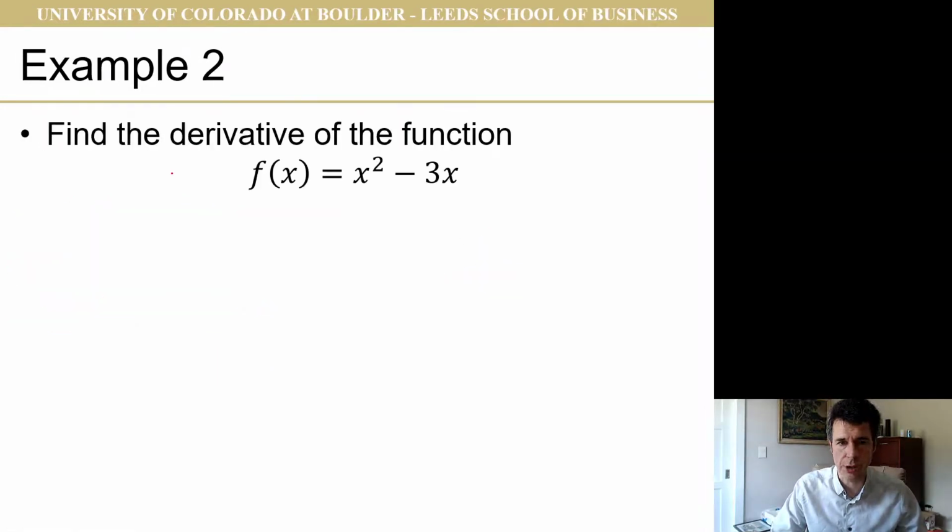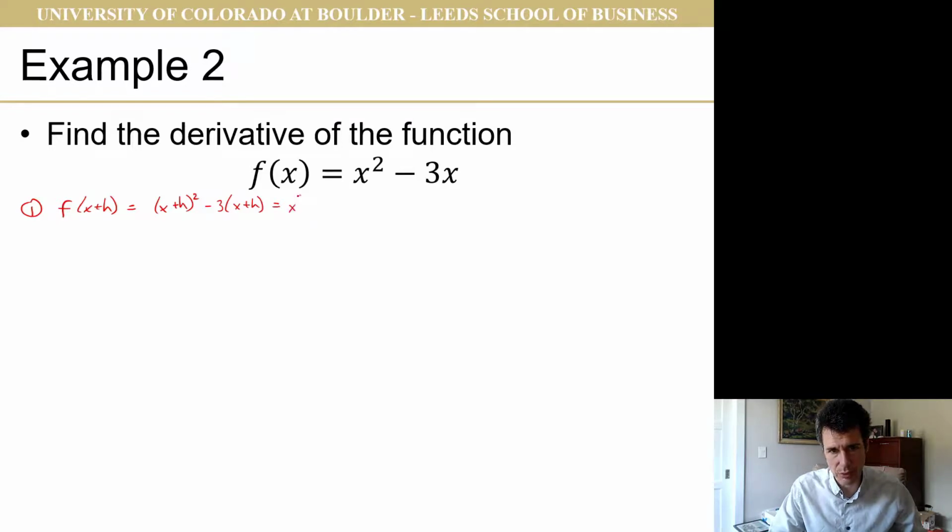This is a little harder, but again, not too bad. So we want to find the derivative of the function f of x equals x squared minus 3x. 4 steps. 1, find f of x plus h. That's (x plus h) squared. Be careful with your parentheses. Always worth putting them in. Minus 3 times (x plus h) is equal to, multiply this out, x squared plus 2xh plus h squared minus 3x minus 3h.